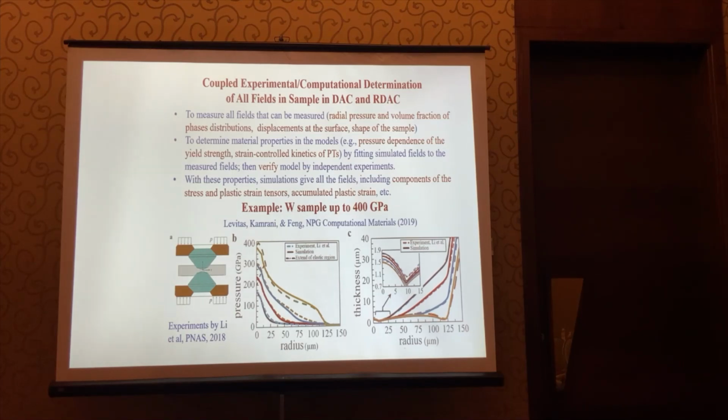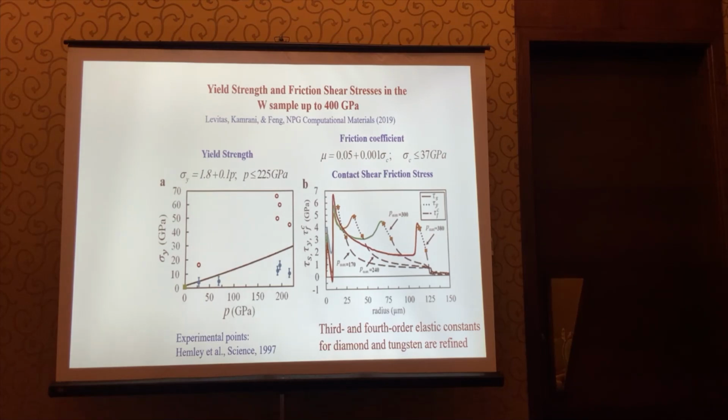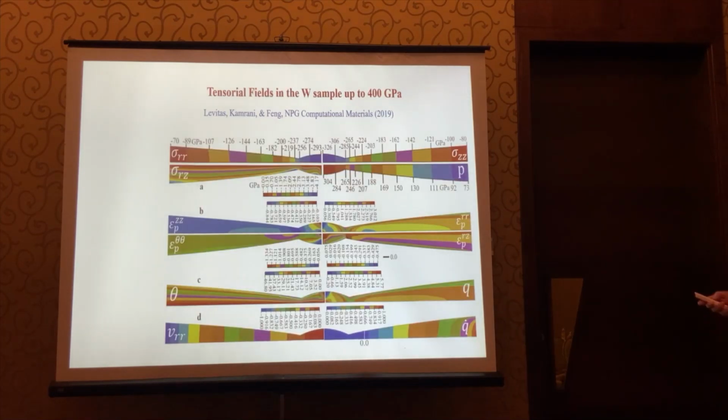And with such good verification, we are confident that our pressure dependence of yield strength is much more robust than known literature data, and we determined for the first time pressure dependence of friction coefficient, and also refined third and fourth elastic constants for diamond and tungsten. And with this verified model, we can calculate with finite elements stress tensor field, plastic strain field, and other fields.